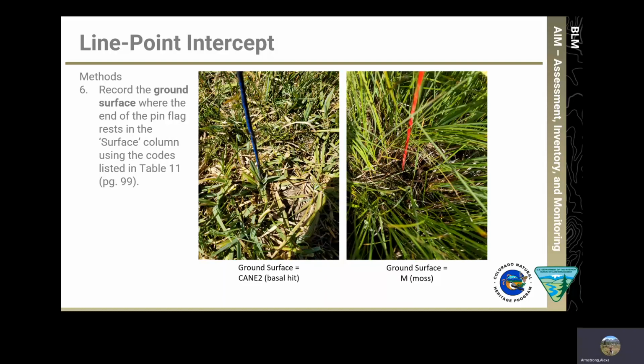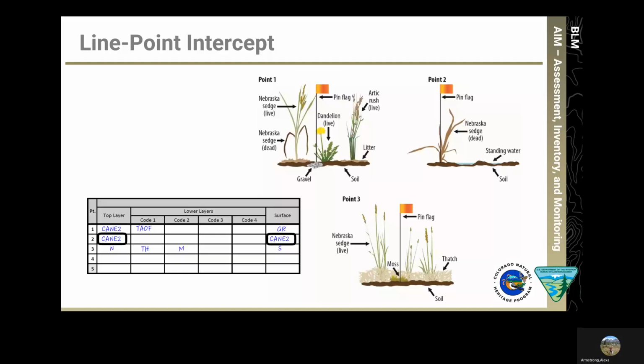After recording codes for the top layer, lower layers, and ground surface, you can repeat the process at half-meter intervals along the transect. Let's go over a few examples.